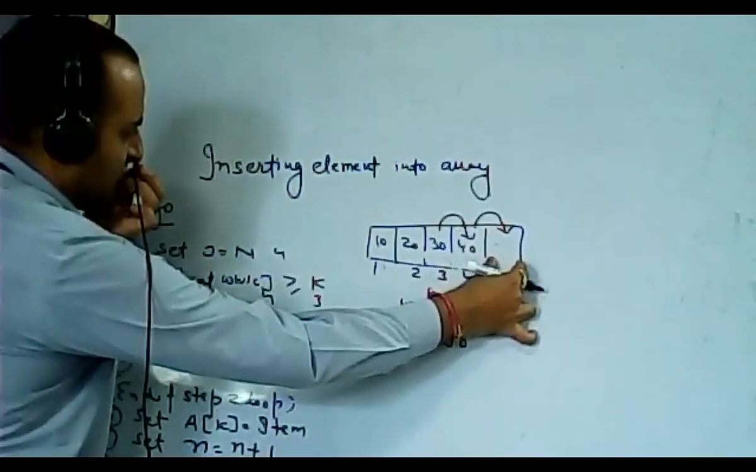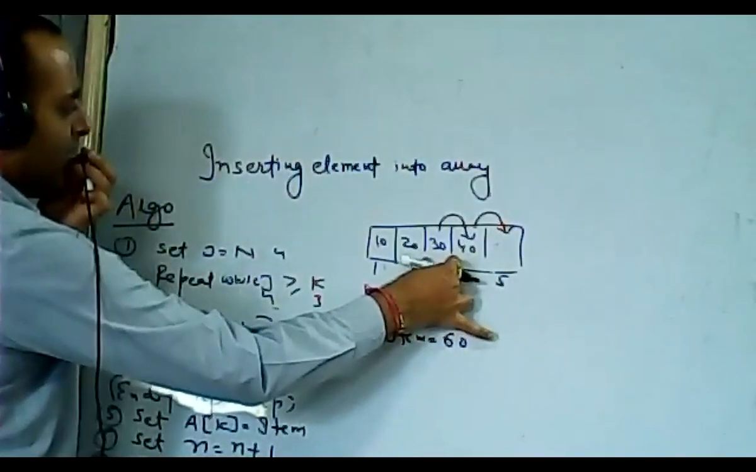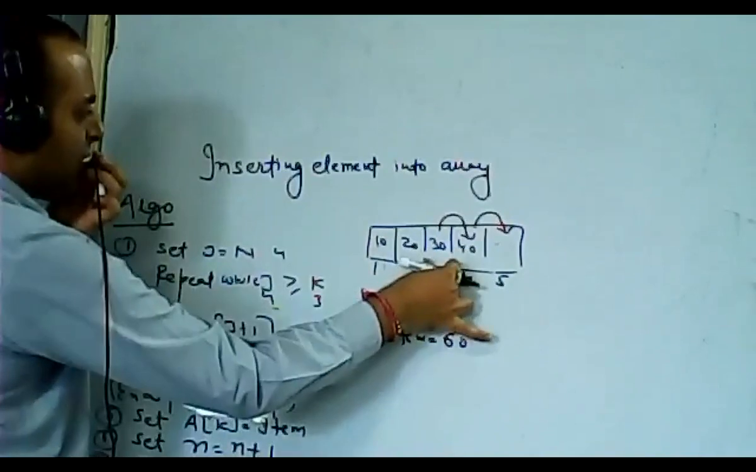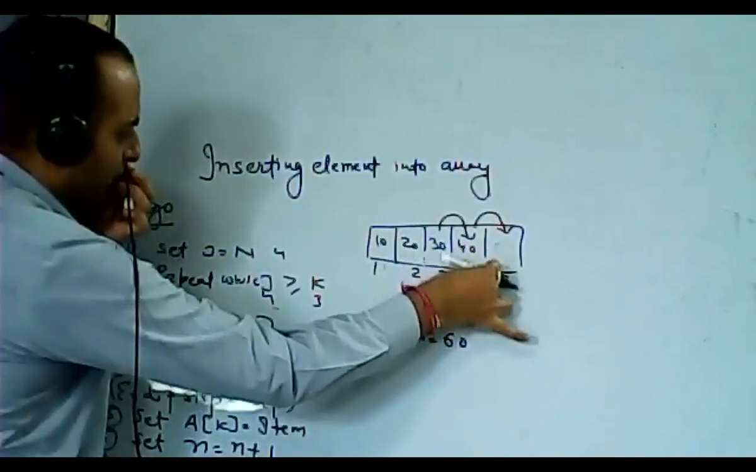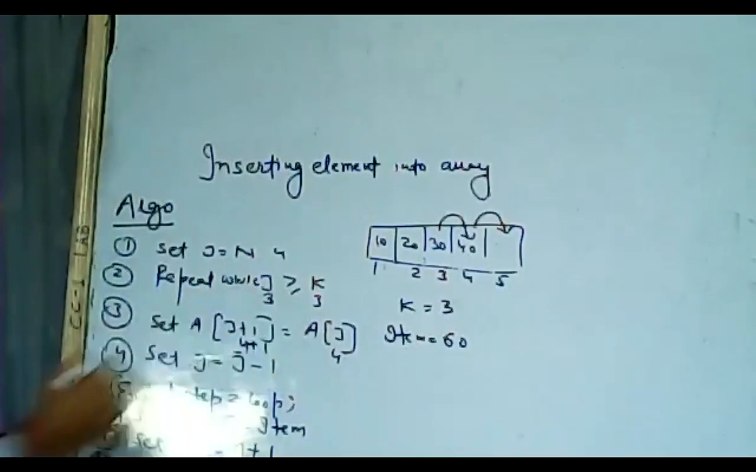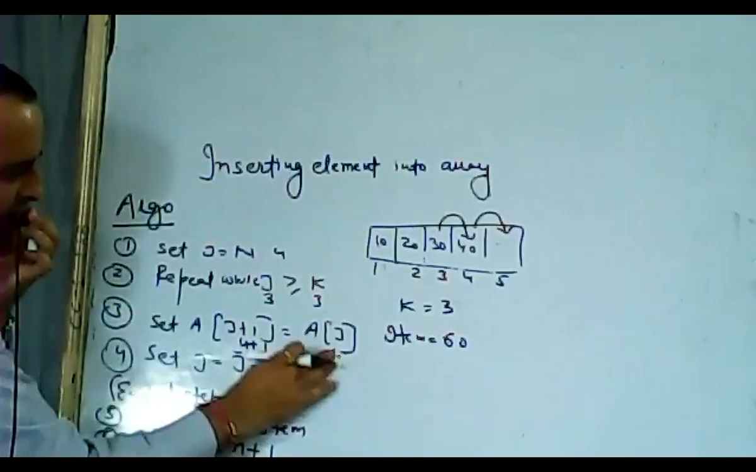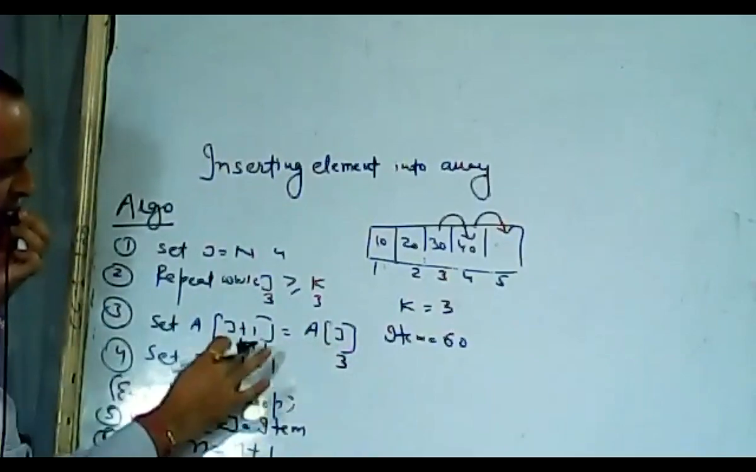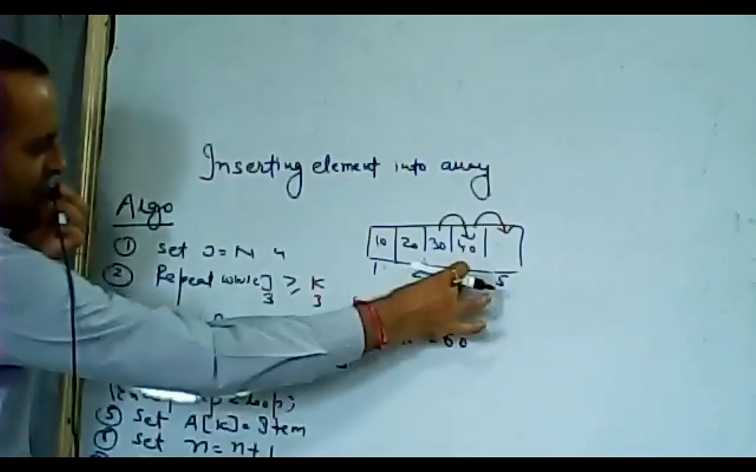Is it clear? Yes, sir. So when you have put the fourth value into the fifth position, I need to come one step back. Why do I need to come one step back? Because I have to put the third element now. One step back, J is J minus 1. J was 4, J is now 3. 3 is equal to 3. Yes or no? Yes, sir. So the third element will be put on 3 plus 1, the fourth position.